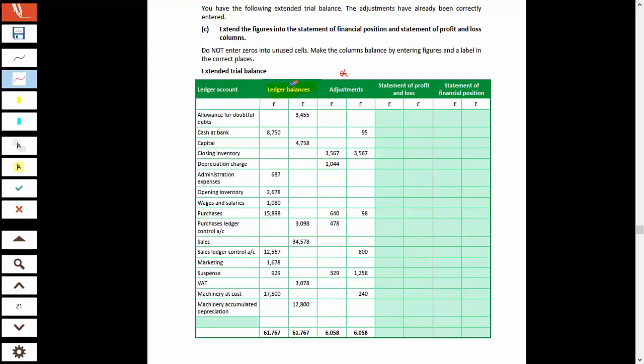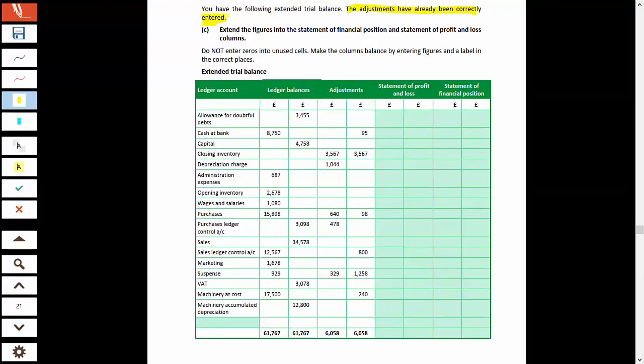So a couple of things that we need to point out and be aware of before we go any further here. The first one is the role of the adjustments and the role that they are going to play for us. We're basically told here the adjustments have already been correctly entered. That's great. So everything in these adjustments, we don't need to do anything with them. It might not always be the case in your exam. You may make some adjustments in, like, part A, for example, and then you will manually post them here, something that you do need to be aware of.